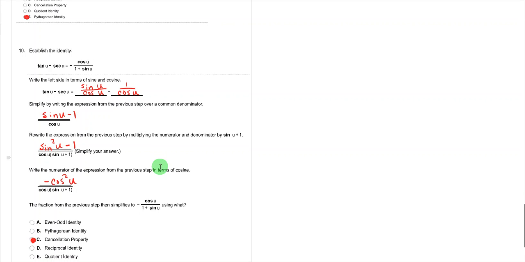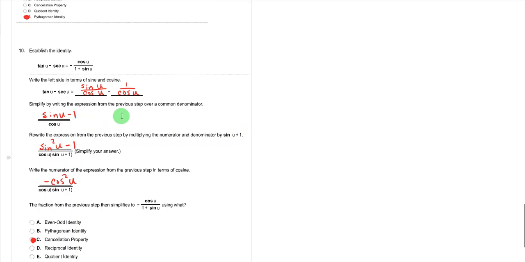Number 10, we're doing the same thing. We're doing it in steps. So we have this. It says establish the identity. Write the left side in terms of sine and cosine. So tan becomes sine over cosine. Secant becomes 1 over cosine. Simplify by writing that with a common denominator. So if it's all over cosine u, that'll be sine u minus 1. That's just the top. Rewrite that by multiplying the numerator and denominator by sine u plus 1.